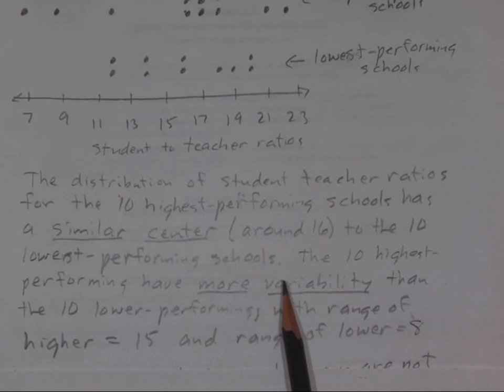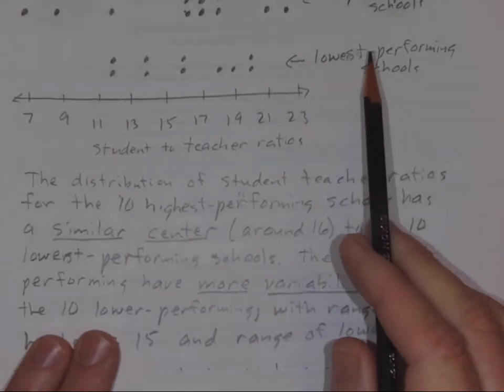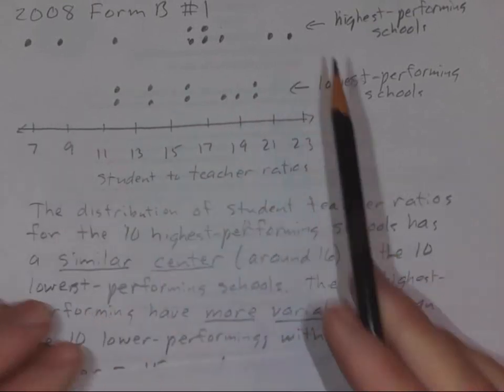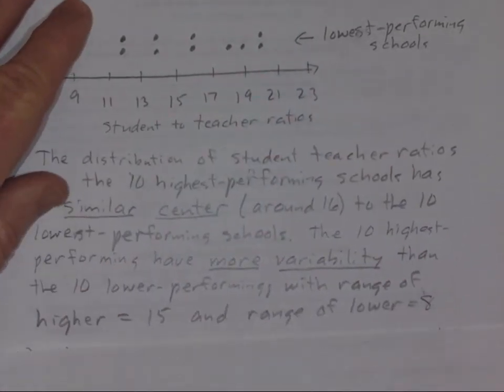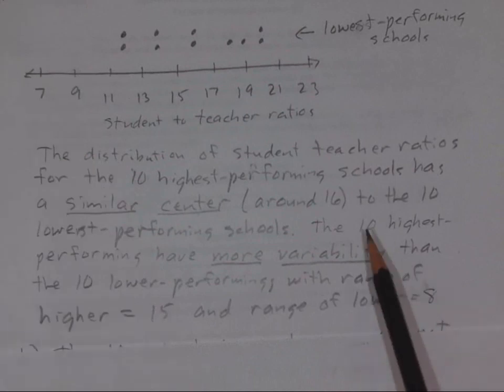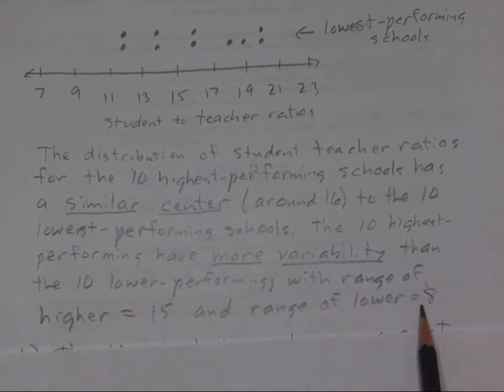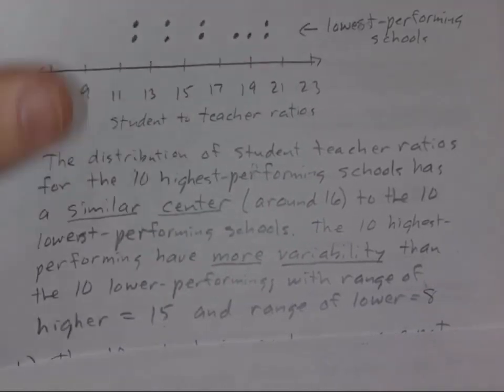A difference would be that there's more variability in the higher performing schools, certainly with a bigger range. And so you would say the 10 highest performing schools have more variability than the 10 lower scoring schools, with the range of the higher being 15 and the range of the lower being 8. Of course, for the range, you take the biggest number minus the smallest, and for the highest it would be 22 minus 7, and for the lowest it would be 20 minus 12. So there you go. So that's that one.